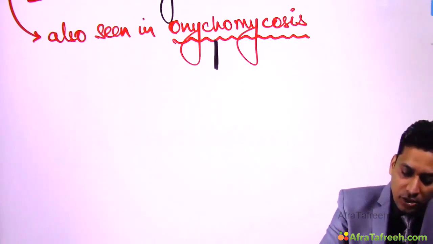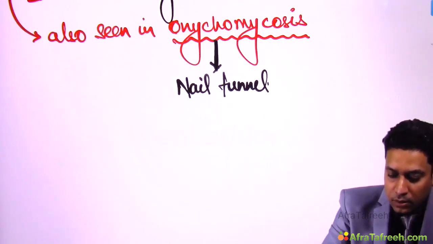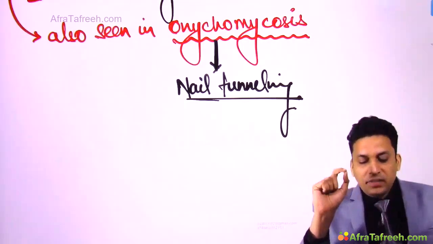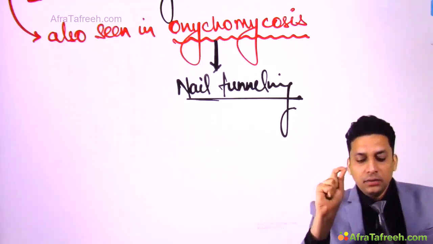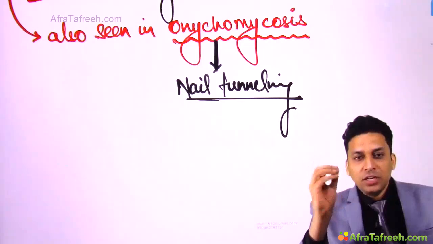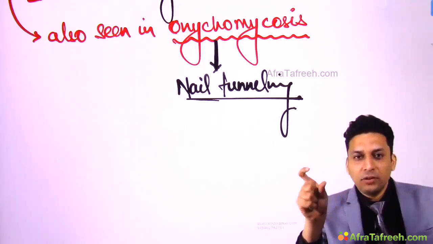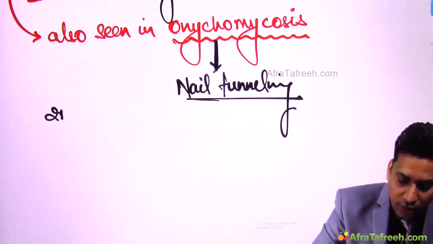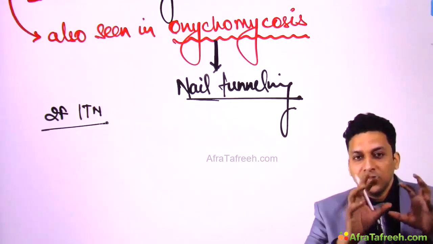Another change which is seen is nail tunneling. This question also came in one of the exams, and the question was that nail tunneling was seen in 2 finger nails and 1 toe nail. Which investigation should be advised to the patient? One of the options was KOH mount, and the answer was KOH mount. Why is this a case of onychomycosis and not psoriasis? The reason is that only 2 finger nails and 1 toe nail are involved. Psoriasis is a generalized condition. It might involve all the nails, but onychomycosis is generally localized to a few nails.